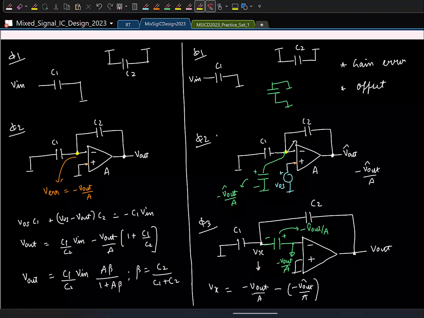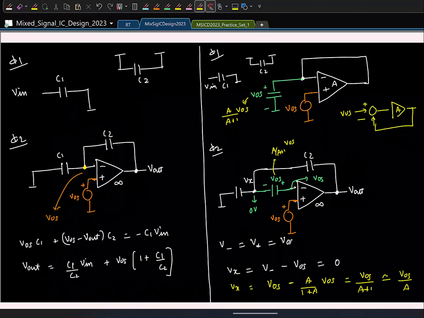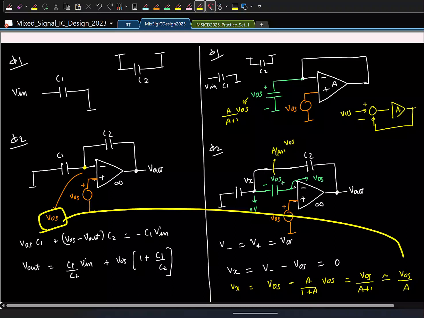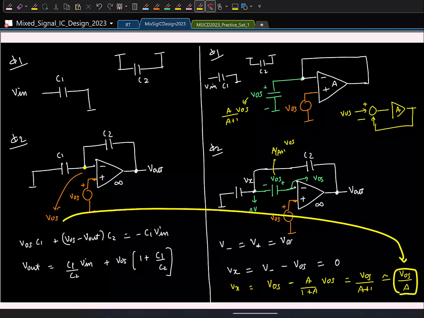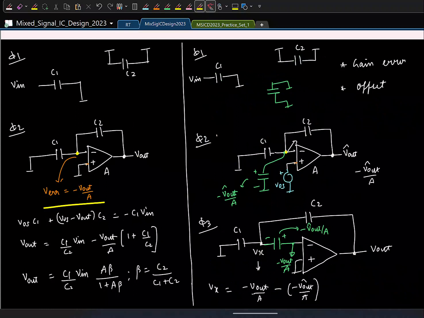How do you know it is V out by A square? That's the logic, right? I understand qualitatively. If you try to derive it, it's going to be messy. Okay. Please understand it qualitatively. Earlier, in the offset correction case, the error voltage was VOS, and we analyzed clearly and saw that after correcting it became VOS by A. So now we are doing the same principle. The logic is the same, right? Here the error voltage is minus V out by A. After doing the error correction, it's minus V out by A square.